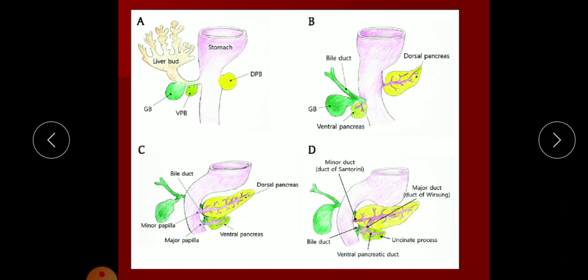So it is this dorsal pancreatic bud which forms the upper part of the head. Look at that. The upper part of the head, the neck, the body and the tail will be derived from your dorsal pancreatic bud. This ventral pancreatic bud will form the lower part of the head plus your uncinate process of pancreas. So that is how you find the different parts of the pancreas are developing.